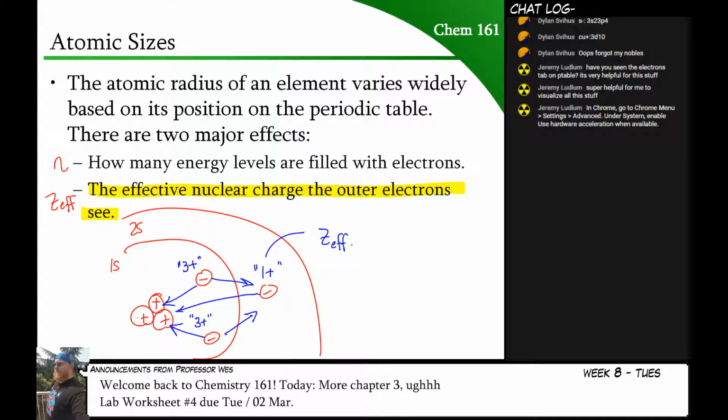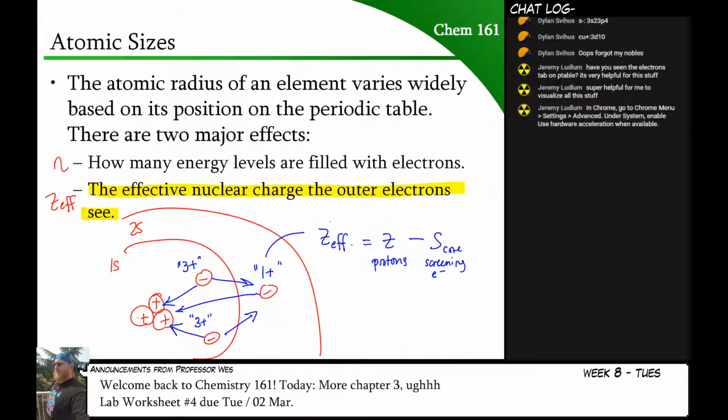So ZEffective is just how many protons are pulling me, which is the atomic number, Z, minus how many electrons are shoving me away. And those electrons that shove the outer electrons away are core electrons. Now, S is actually called the screening coefficient. But you can think of S as electrons that shove your target electron.